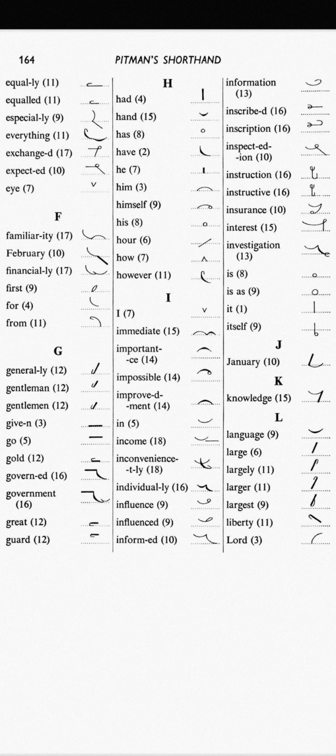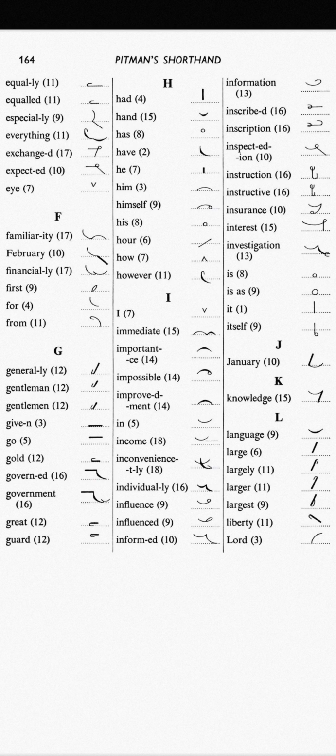N stroke above the line for in. N stroke disjoint K above the line for income. N stroke above the line, intersect it with V stroke on the line with N hook for inconvenience, inconvenient or inconveniently. N stroke, V stroke halved and thickened here on the line for individual or individually.